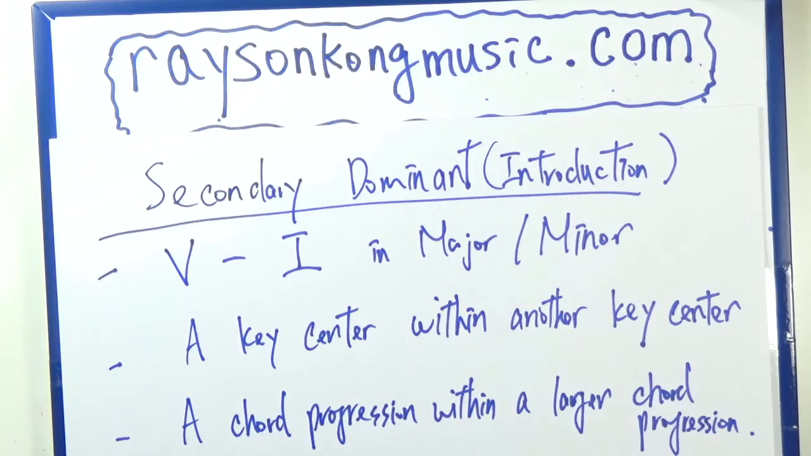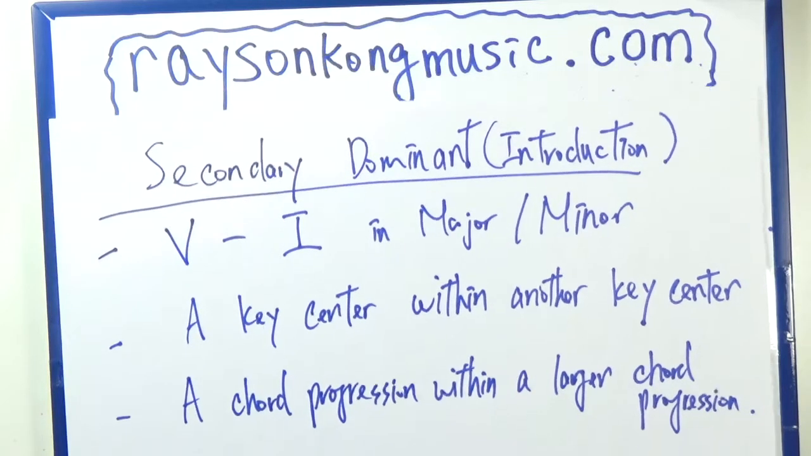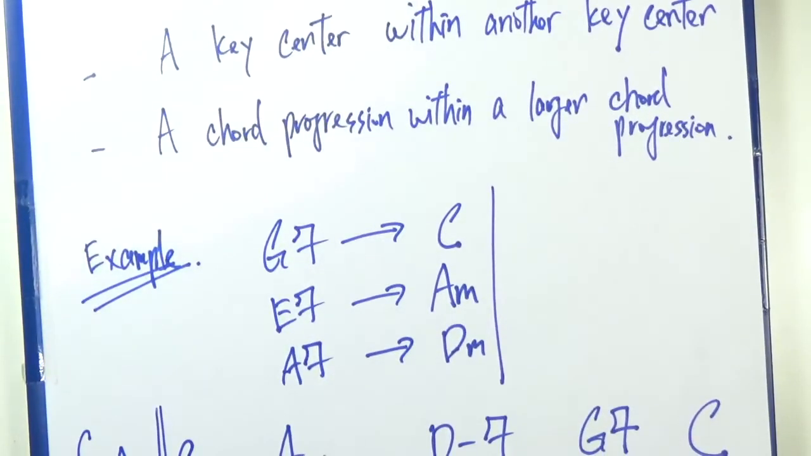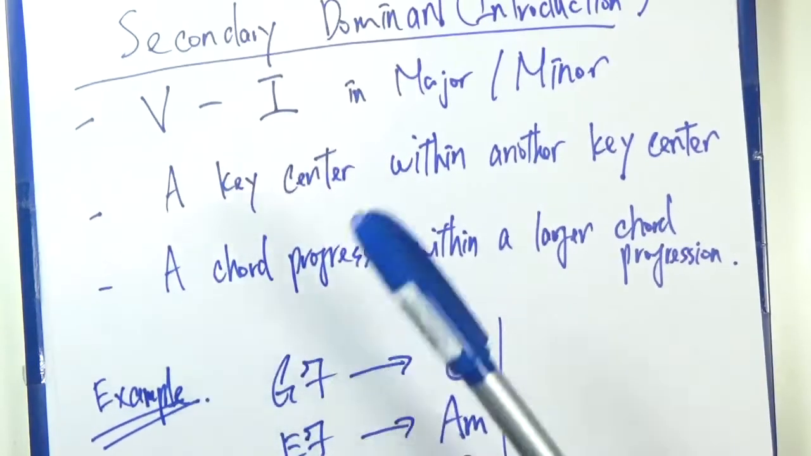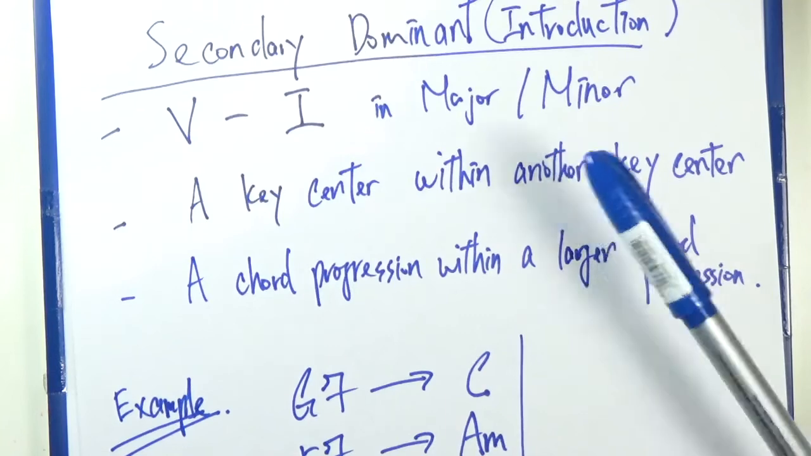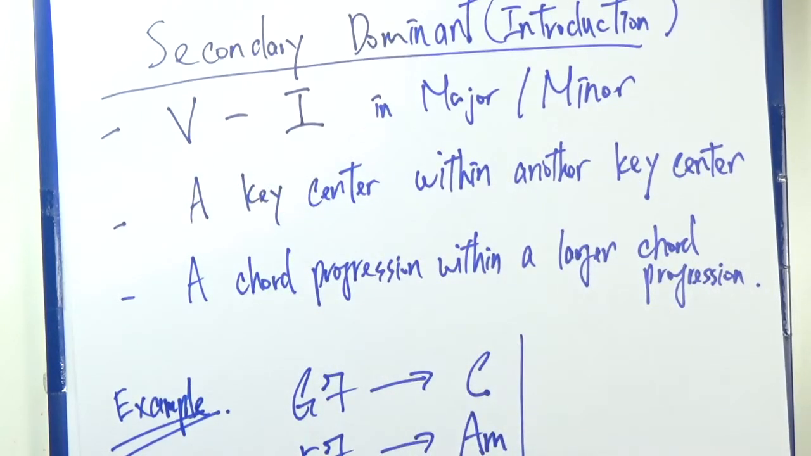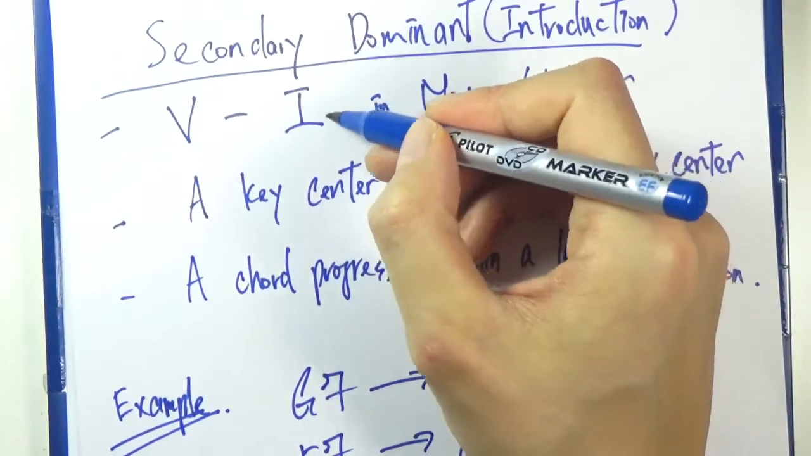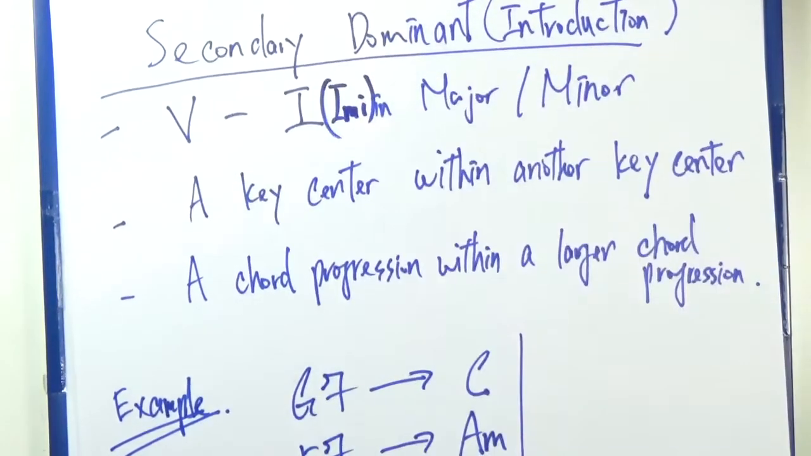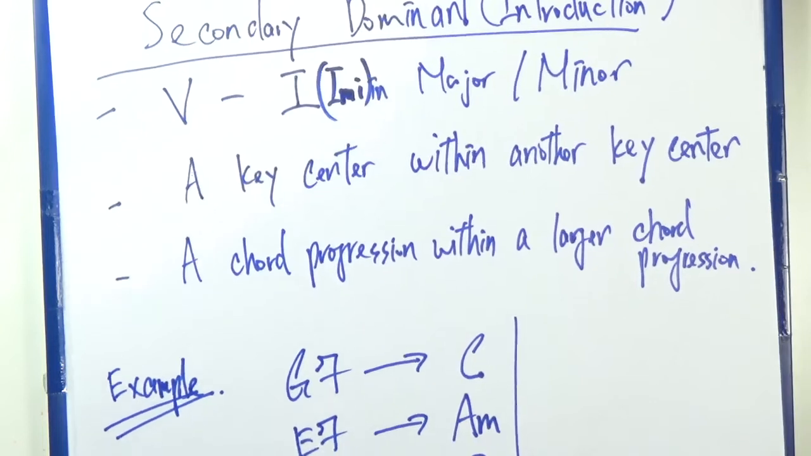This is an introduction to the topic. In secondary dominants, we are always looking for or creating 5-1s, whether in major or minor. It can be a 5 to 1 major or a 5 to 1 minor. We'll get to that in a minute.